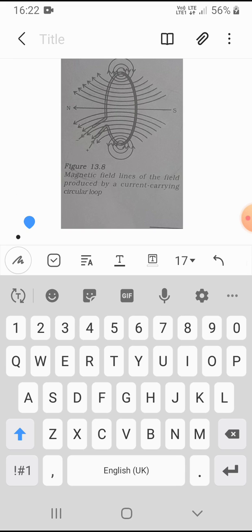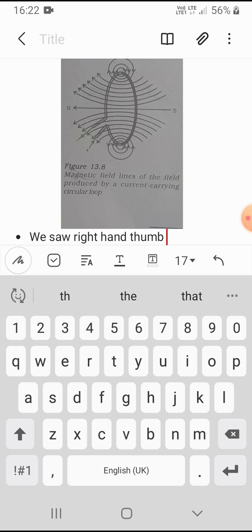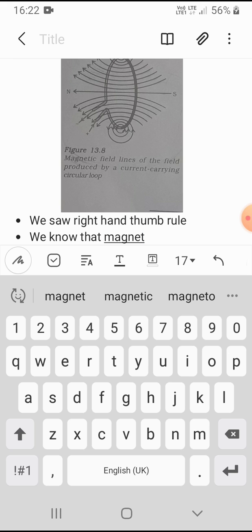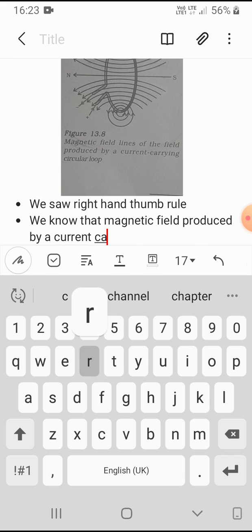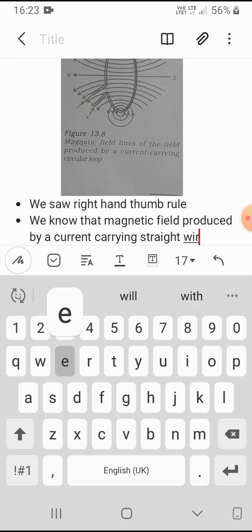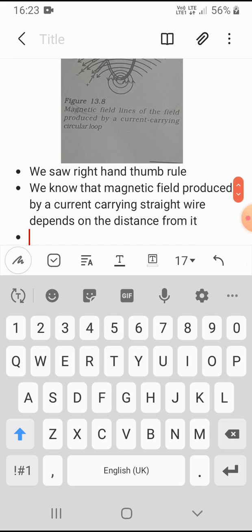So we saw the right hand thumb rule and the magnetic field around the current. We know that the magnetic field produced by a current carrying straight wire depends on the distance from it, how much distance it is.